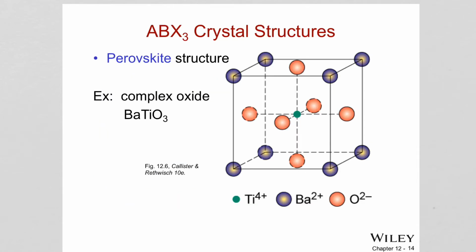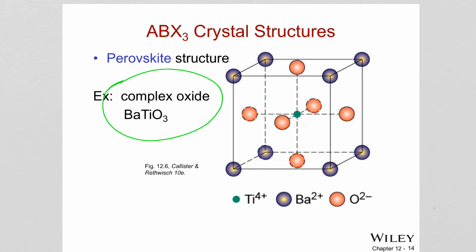Sometimes it is possible for ceramic compounds to have more than one type of cation, such as two types of cations, A and B. One example is barium titanate, shown here. It's a complex oxide. This is what we call the perovskite crystal structure, and it has interesting properties, especially electromechanical properties that we're going to discuss later. And here you see how the structure is.